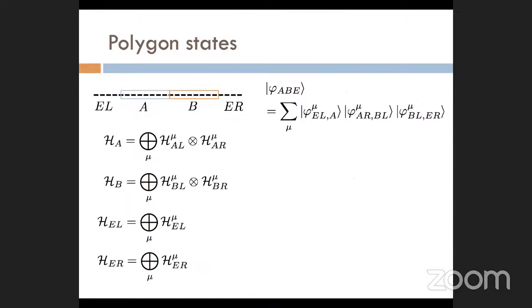All right, so now that I've talked about polygon states, I'll also talk about sums of polygon states. A sum of polygon states is somewhat similar, except there's an extra sum over mu. So you'll see now the expressions are somewhat similar, except for this sum over mu. Similarly for B, I do the same. It's the same mu index for all four decompositions. And once again, I'm going to write my wave function as a product of three wave functions, but now it's a sum over that.